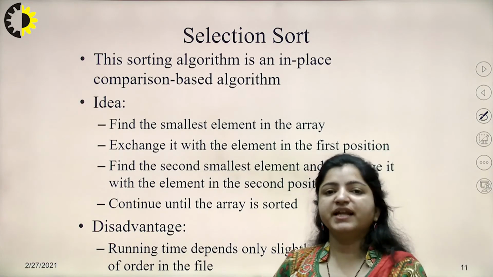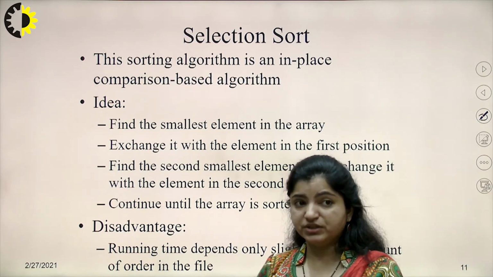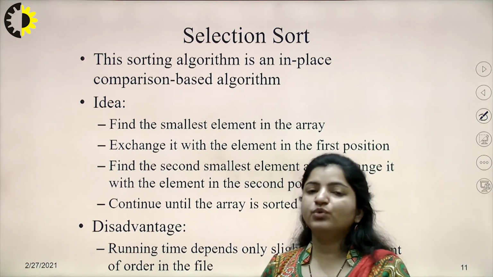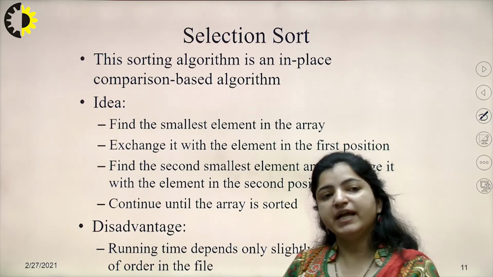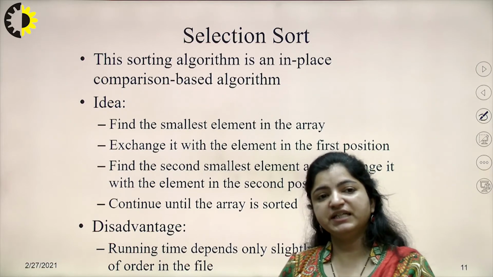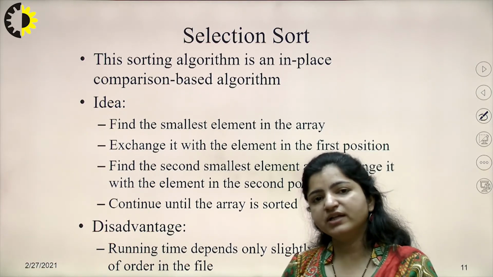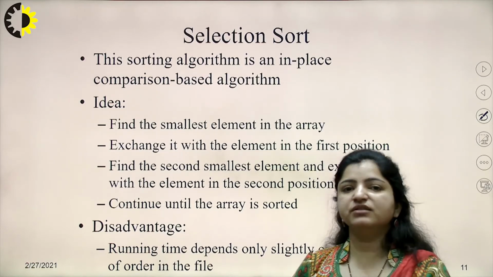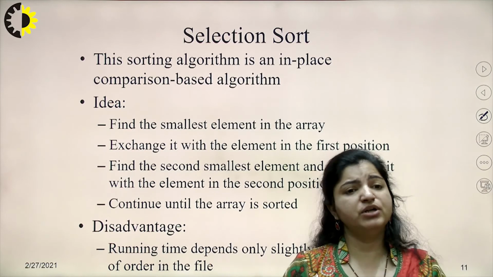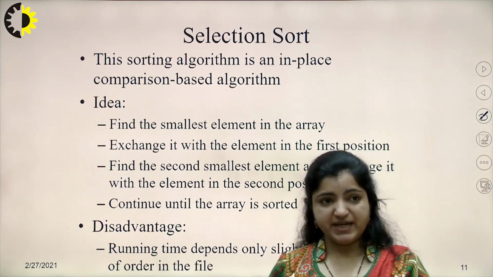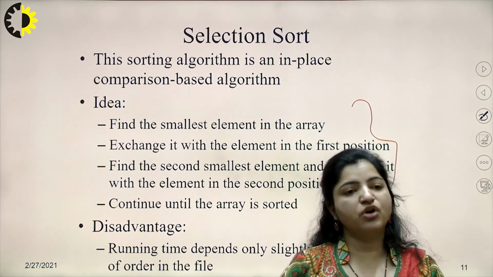Then next is selection sort. This selection sort is an in-place sorting algorithm, and the main idea here is, first we will find out the smallest element in the array, and then we will exchange it with the element present in the very first position, and then we will find out the second smallest, and then we will again exchange it, then third smallest, and so on. This will keep on going till you are able to sort the complete array. So this is the main idea behind the selection sort algorithm.